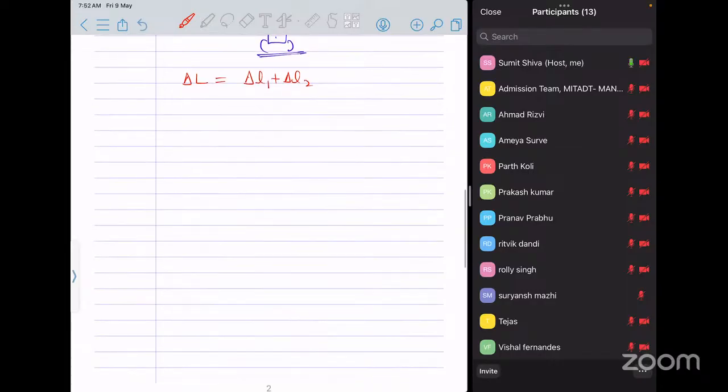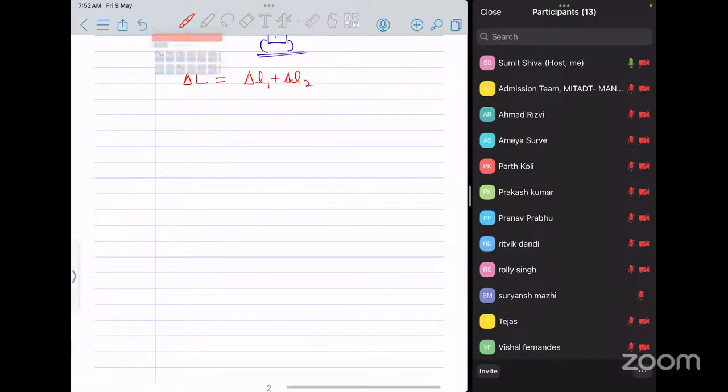According to experiment, it is shown that delta L is directly proportional to delta T. It is obvious that the greater the temperature difference, the greater the change in the length of the rod. The second factor is that delta L is directly proportional to the original length of the material or rod. The greater the length, the greater the change. If you club these two factors, let me just explain it a little bit.